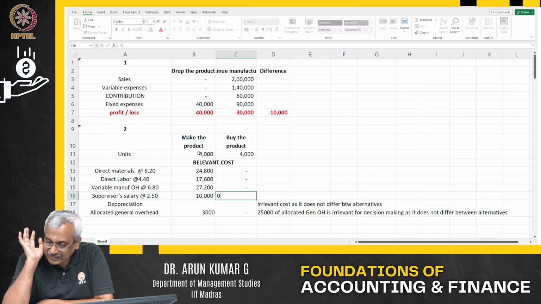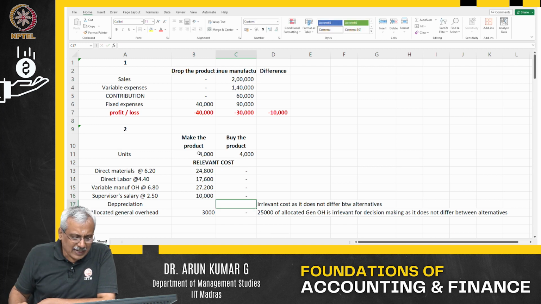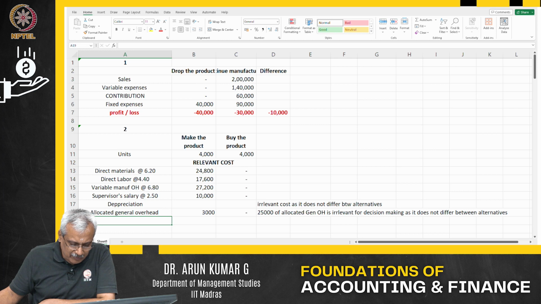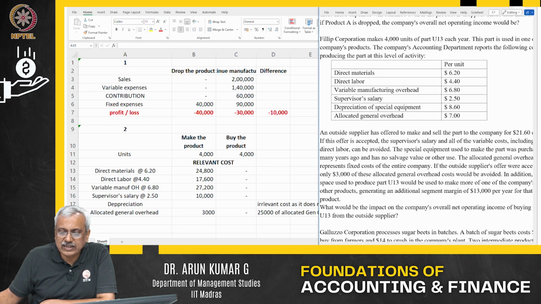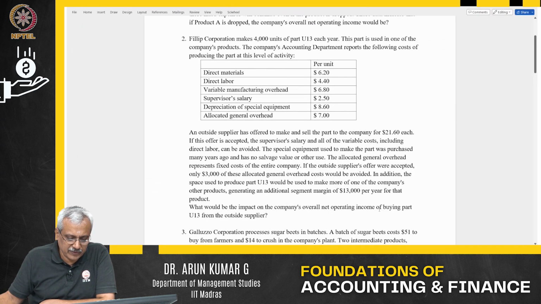In this particular case, it becomes irrelevant. Now, what is the next one? Next aspect. Let me go back to the problem and let us read this. Let us make it full screen now and read this.